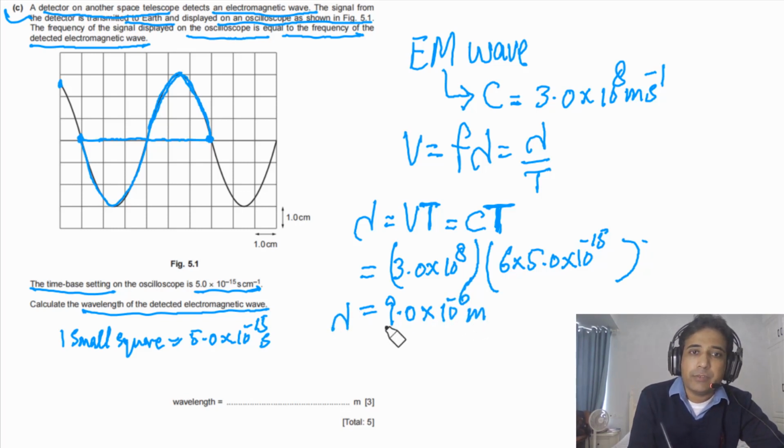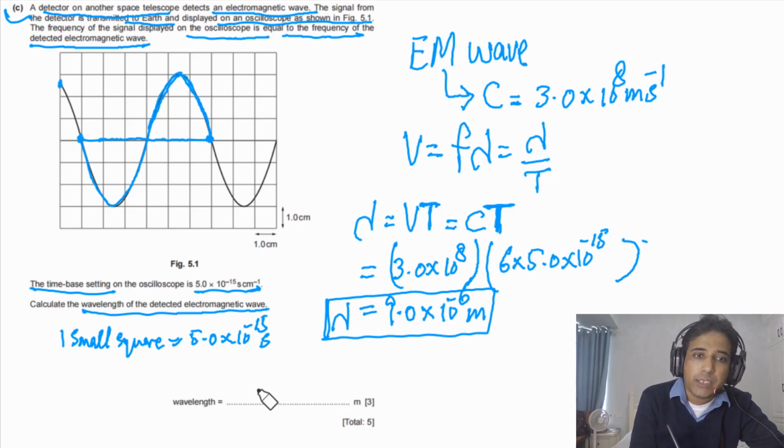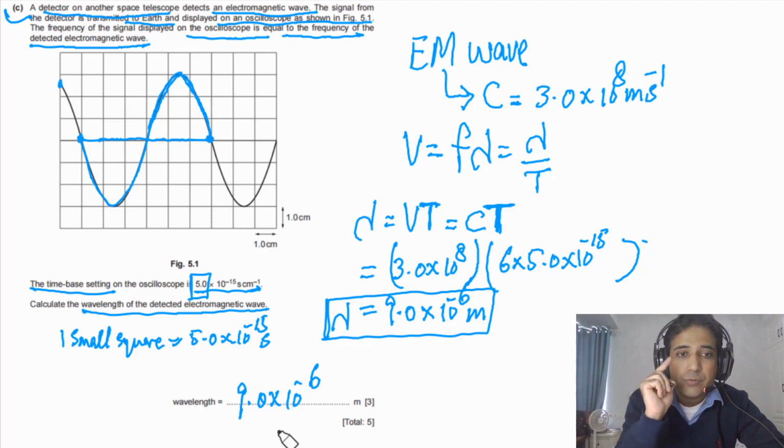So this is the wavelength. You can see this is infrared because it is in micro. So this is our final answer. We can also write it down here: 9.0 times 10 to the minus 6. As the given data has 2 SF, our final answer should also have 2 SF.